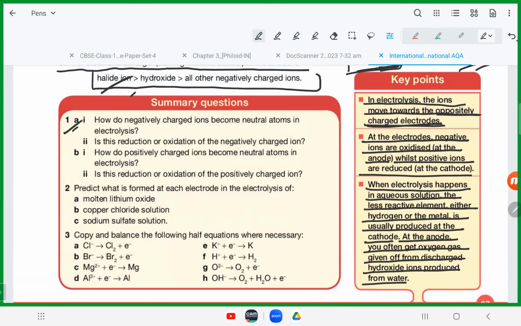Can you read this question number one? How do negatively charged ions become neutral atoms in electrolysis?